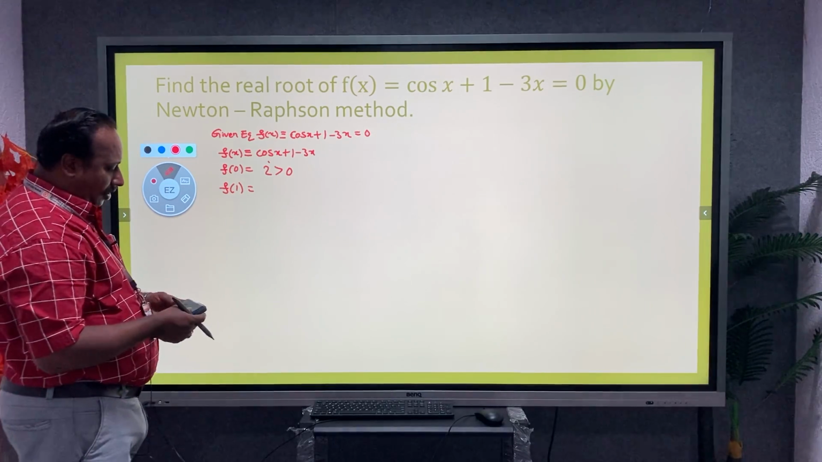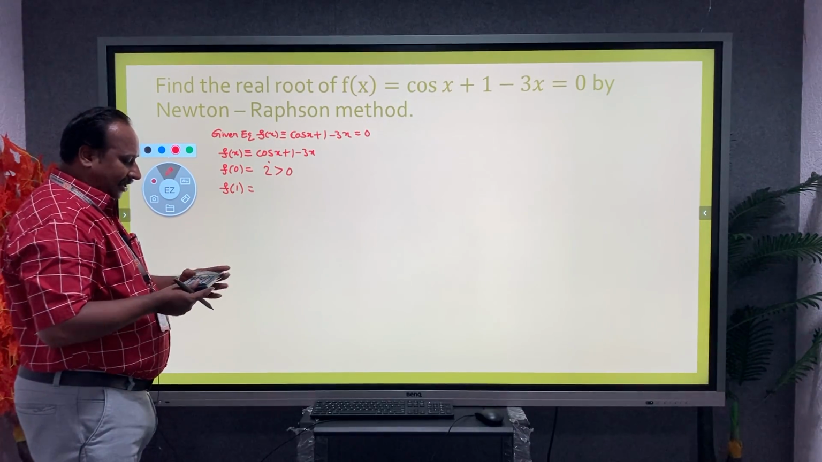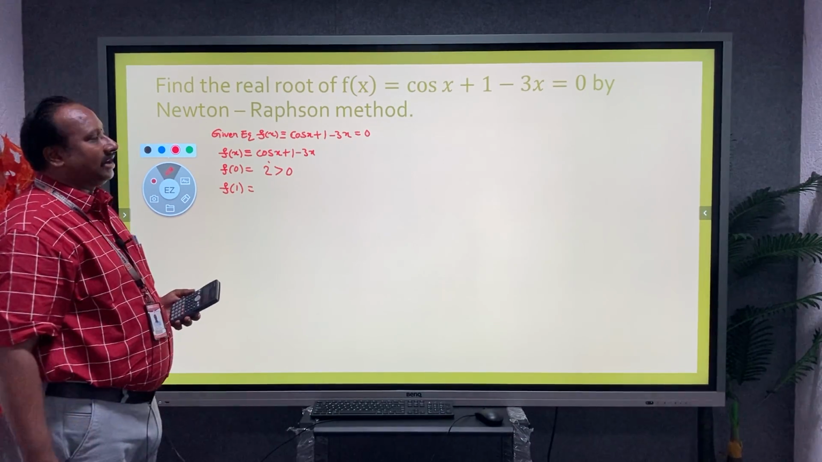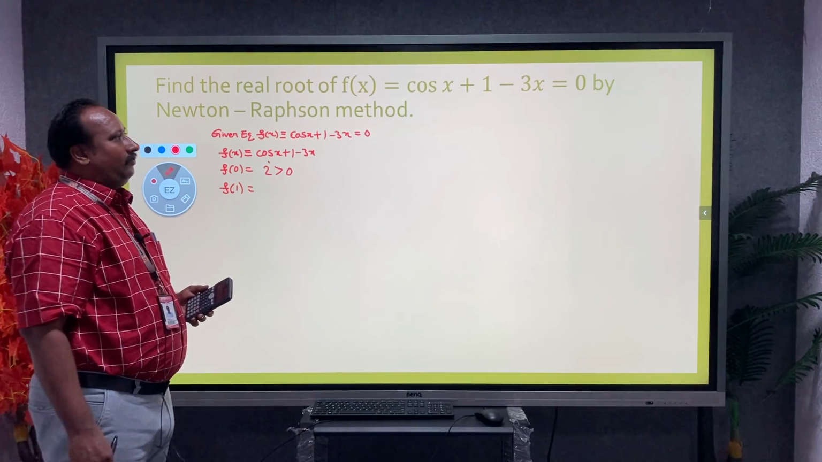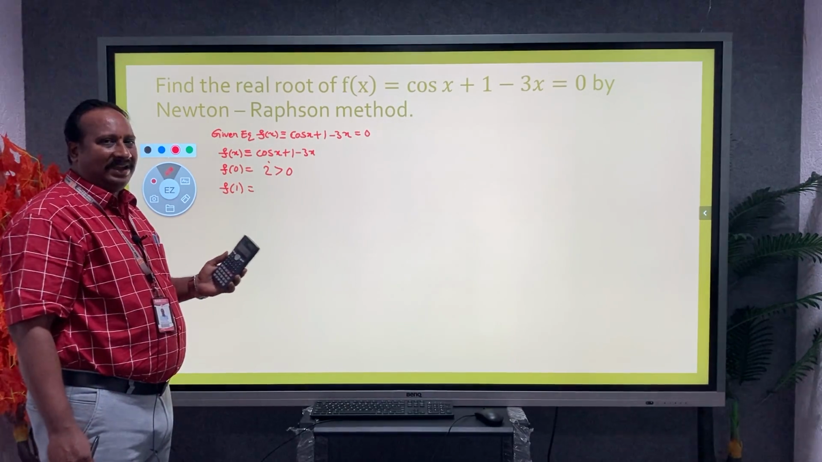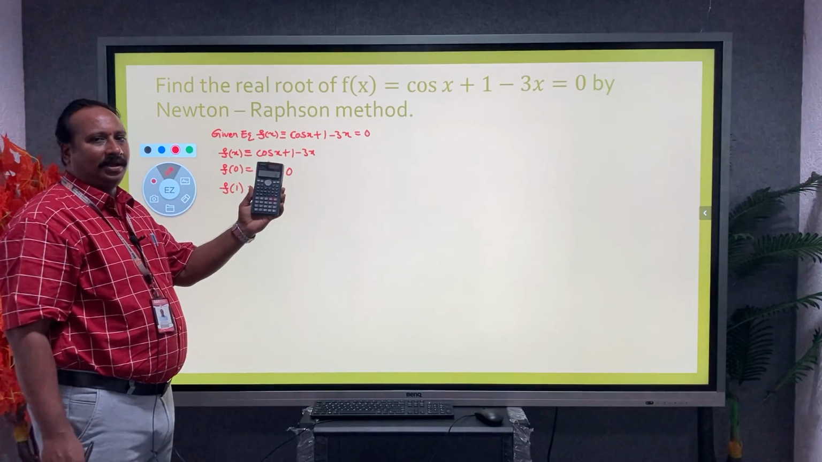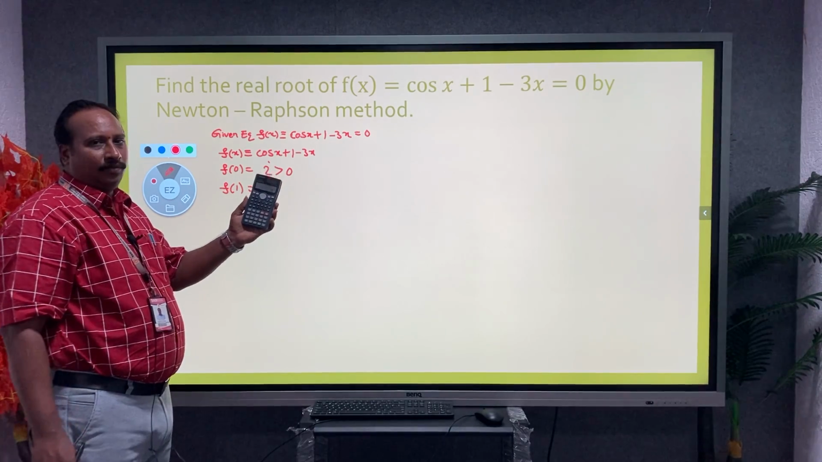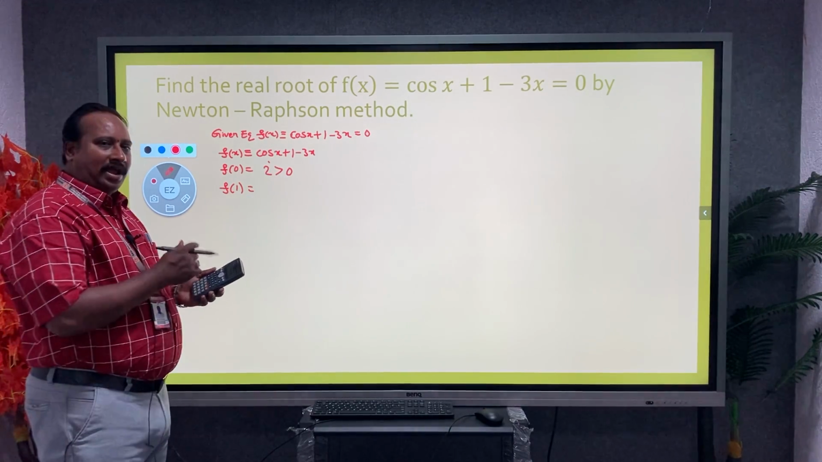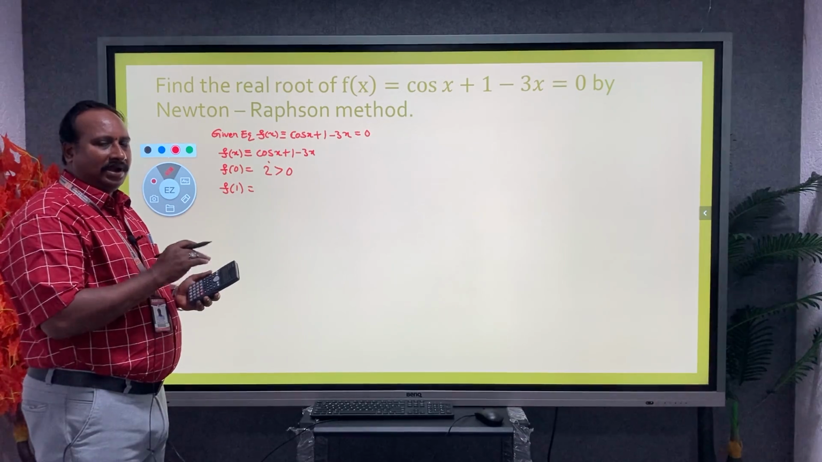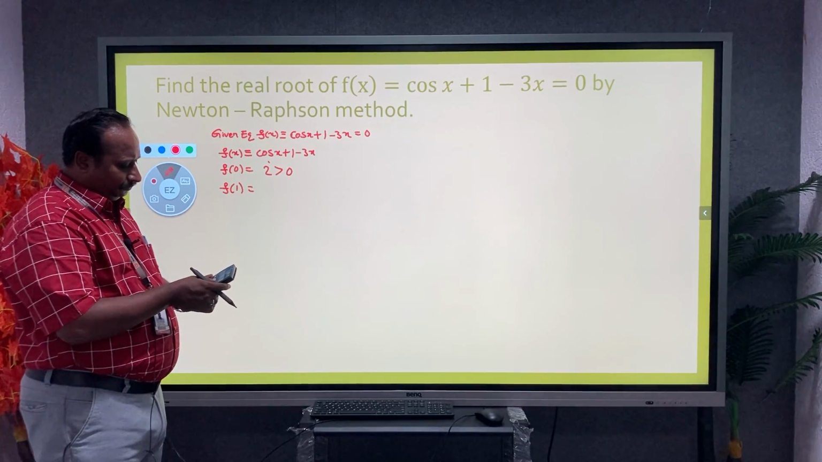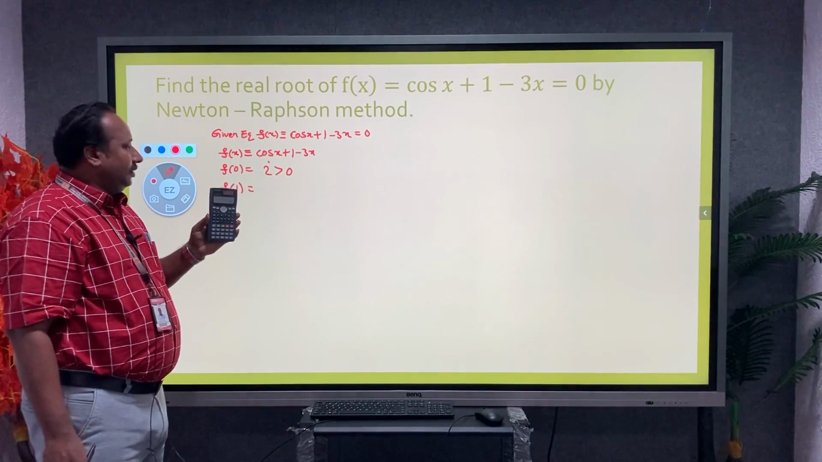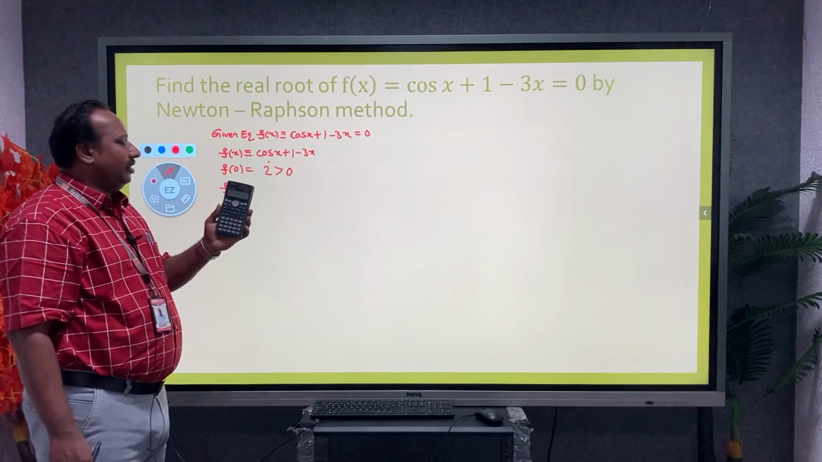So how to calculate the iterations for the Newton-Raphson method? If the equation contains trigonometric functions, then we have to convert the calculator to radians mode. This is the scientific calculator, and I am using it to calculate the values. Now for f of 1, first I am changing the calculator mode to radians. Now it is changed to radians mode.